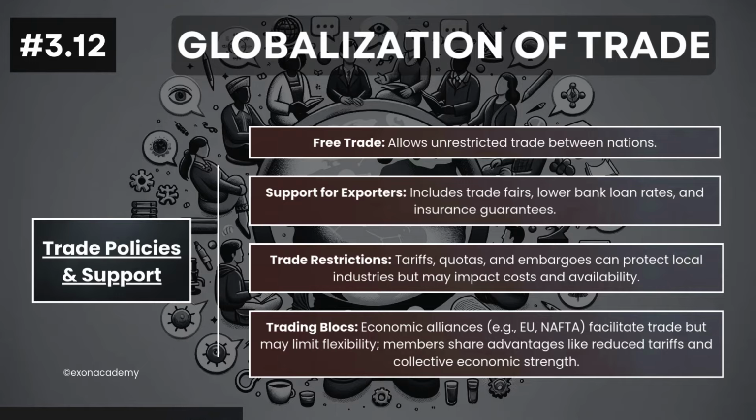However, at the same time, due to every country's unique requirements, trade restrictions are also often placed. These include tariffs, quotas, and embargoes, whose purpose is to primarily protect local industries, but may impact costs and availability. There is, however, a more popular positive side to this, in the form of trading blocs. They're economic alliances which facilitate trade but may limit flexibility. Members share advantages like reduced tariffs and collective economic strength. Examples are the European Union, ASEAN, and SAARC.